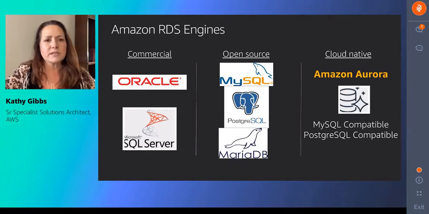As we mentioned, there are different types of engines. We do have the commercial ones, Oracle and SQL Server, which we'll talk a little bit more about today. We have open source platforms, so MySQL, MariaDB, and Postgres. And then we also have the cloud native Aurora, which is MySQL compatible and Postgres compatible. That's a little bit more enterprise ready than the open source one you get from the community.